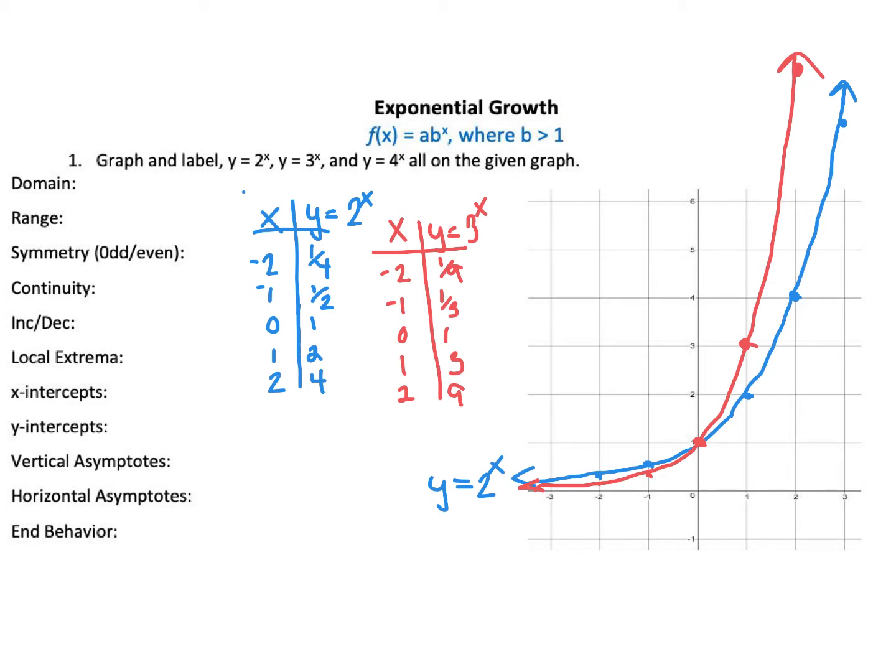Now let's look quickly at y equals 4 to the x power. I'll use the same points. This will give me 1/16, 1/4, 4 to the 0 would be 1, 4 to the 1st is 4, 4 to the 2nd is 16. So we will graph these, and this is going to be growing at an even faster rate here. It's going to be way up there.